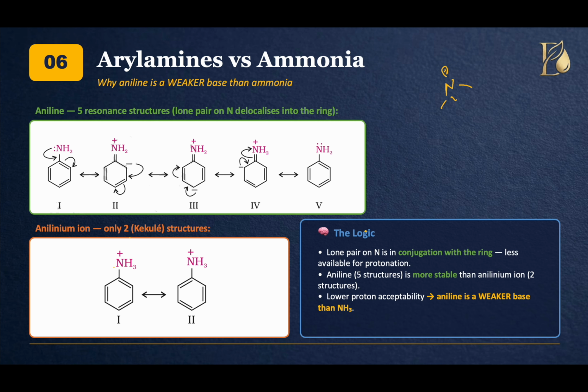So before moving to that, we can finalize: the lone pair on nitrogen is in conjugation with the ring, so it is less available for protonation. Aniline, which has 5 resonance structures, is more stable than the anilinium ion, which has only 2 resonance structures. So rather than accepting the proton and forming the anilinium ion, the conjugate acid, it prefers the aniline structure itself. So we can say lower proton acceptability. So aniline is a weaker base than ammonia.